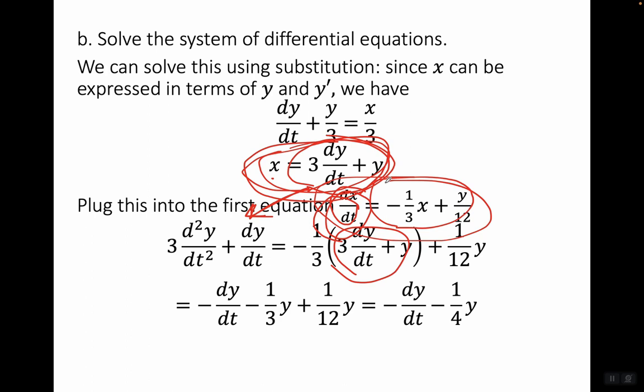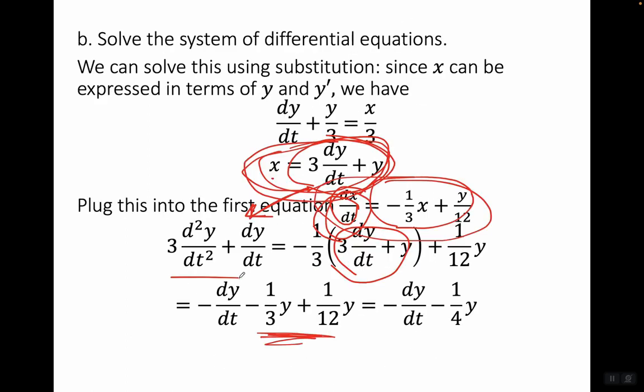So simplify by getting everything on one side. We get negative dy/dt minus 1/3 y plus 1/12 y. We can simplify this. Negative 1/3 plus 1/12 is negative 1/4. So we end up with negative dy/dt minus 1/4 y. That's what we've got on the right side, and this is what we have on the left side.